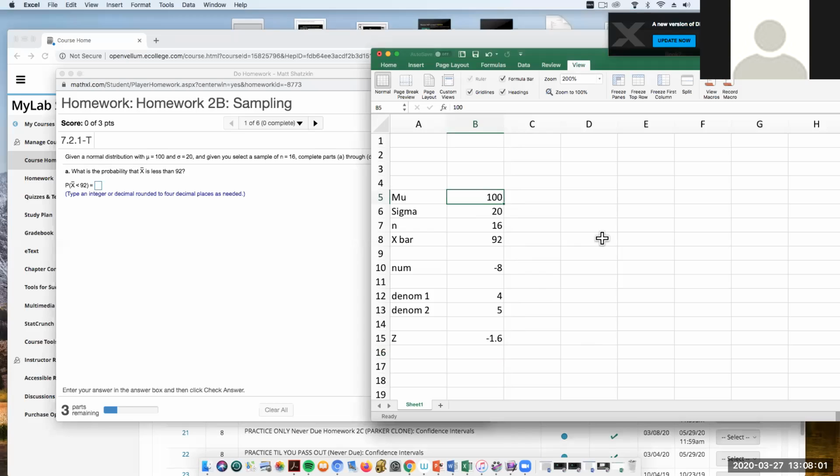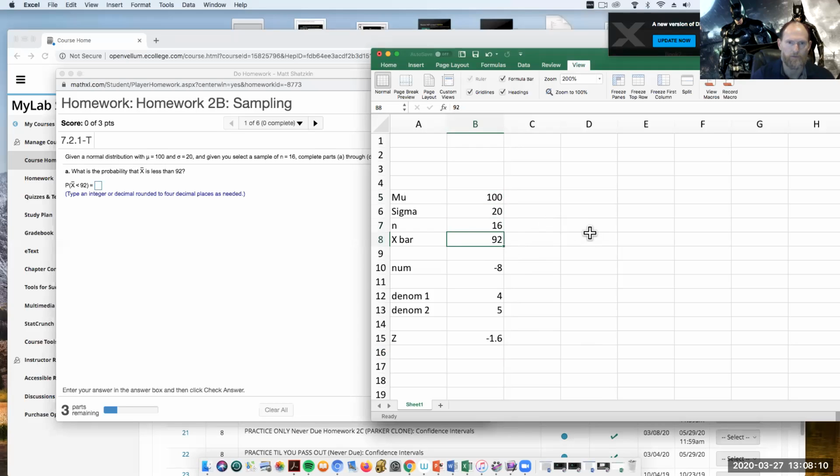All right, so let me make sure I did what we wanted to do. So 100 to 20, those are all good. N is 16 for now. X bar is 92. The numerator is X bar minus mu, which is good. The bottom part of our denominator is the square root of n, which is good. We want to divide sigma by the square root of n, which is that. And then we want to take the numerator, 10, divided by the denominator. So 1.6.